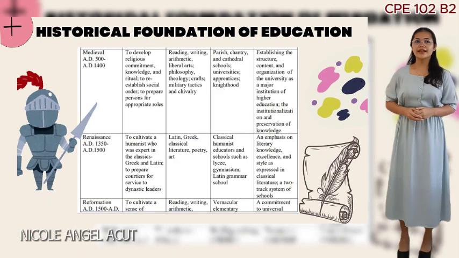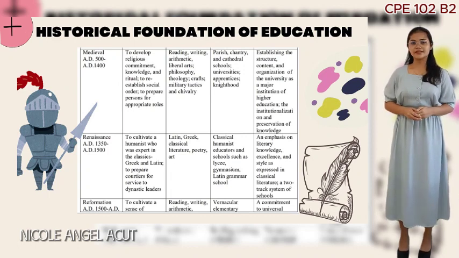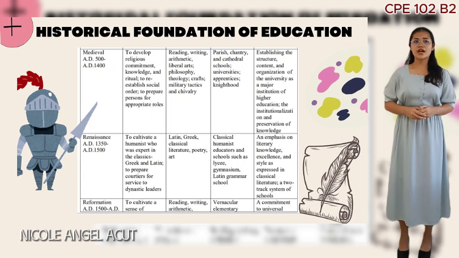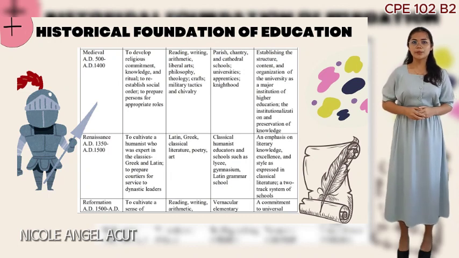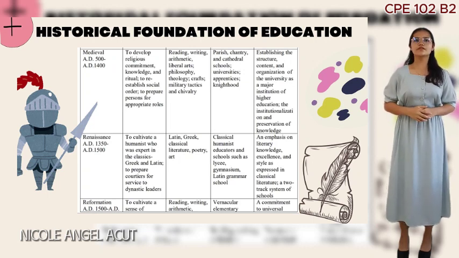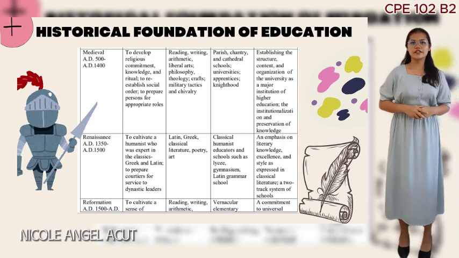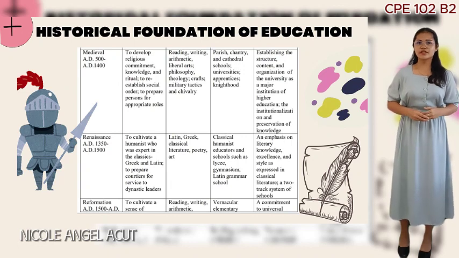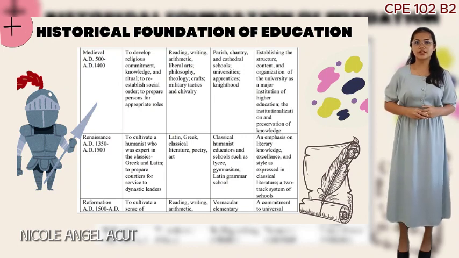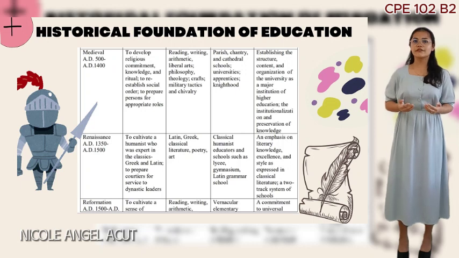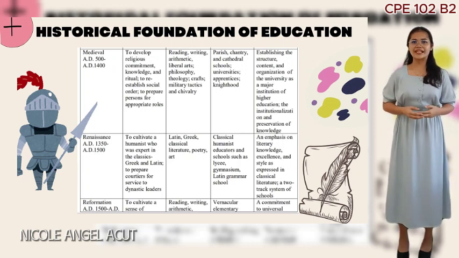For the medieval period, AD 500 up to AD 1400: to develop religious commitment, knowledge, and ritual, to re-establish social order, and to prepare persons for appropriate roles. Curriculum: reading, writing, arithmetic, liberal arts, philosophy, theology, crafts, military tactics, and chivalry. Agents: parish, chantry, and cathedral schools, universities, apprentices, knighthood. Influences: establishing the structure, content, and organization of the university as a major institution of higher education, and the institutionalization and preservation of knowledge.